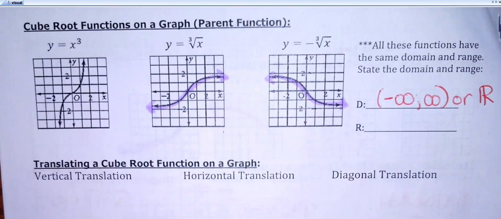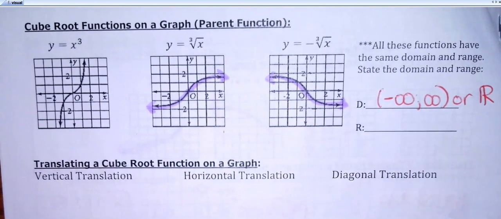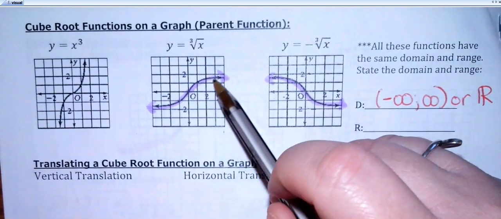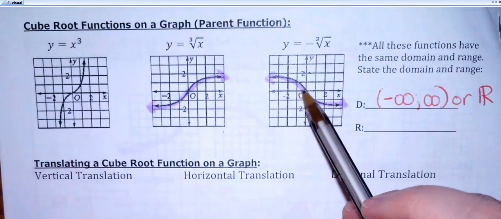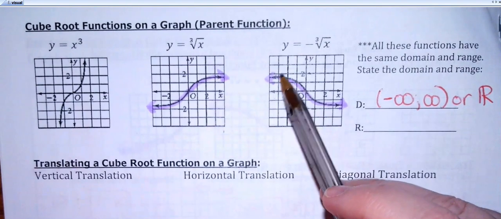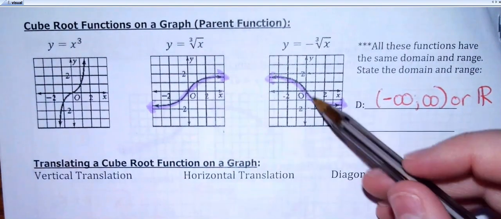And it's exactly the same for the range. I know this looks really gradual, but this would eventually go up forever, and this would go down forever. This graph does as well, it's just flipped over. Here, this side goes up forever, this side goes down forever.